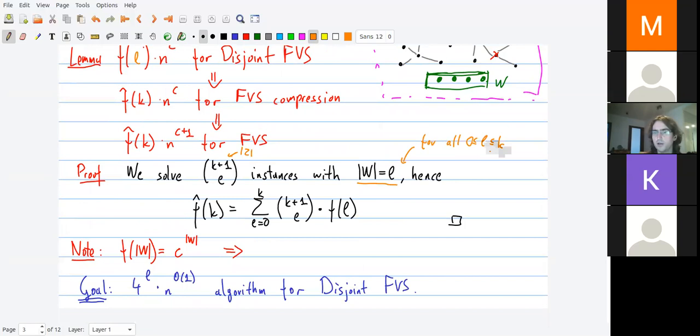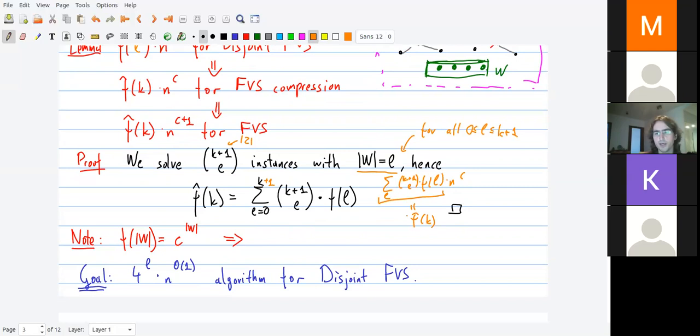So then we branch into this many instances for every L, and for each of them we run an algorithm that runs in time f of L times n to the power c. The total running time will be the sum over all L's of k plus one choose L times this. This now is a function of k only, call it f hat of k. So by guessing what happens on Z and then solving the disjoint feedback vertex set problem on the rest, I get a fixed parameter tractable algorithm for the compression and then for the original problem.